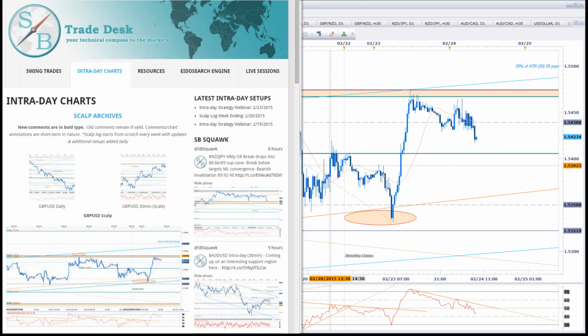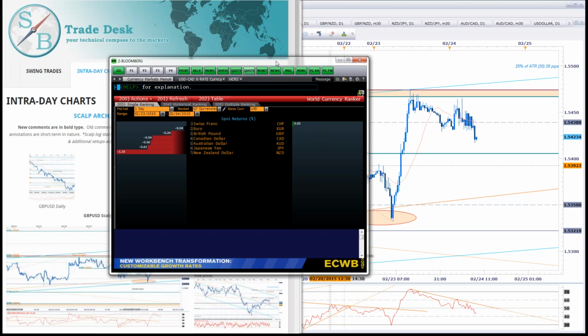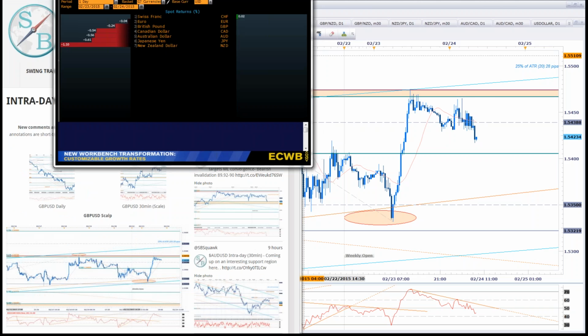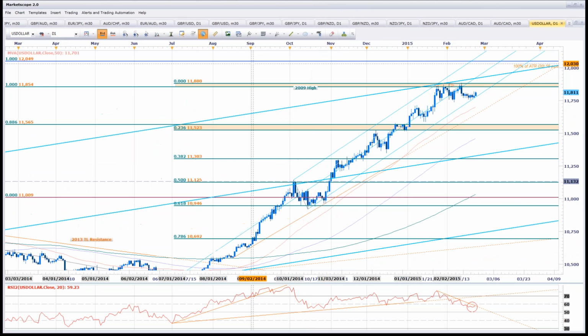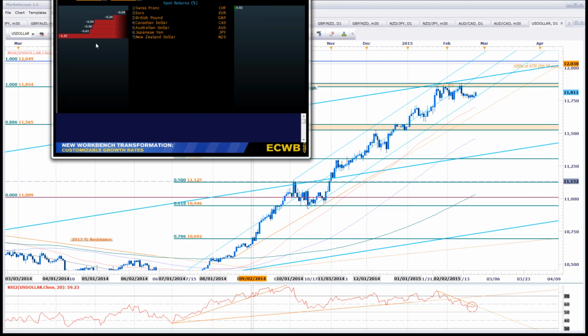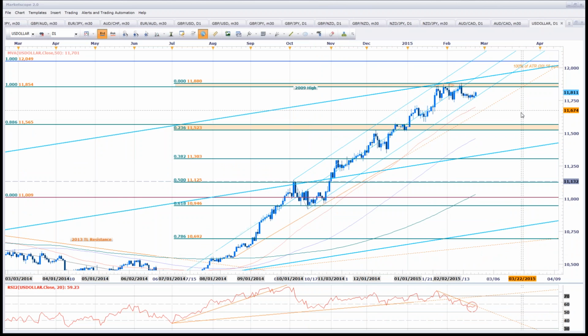Quick relative performance on where we are as we head into the opening of U.S. trade. Here's what the relative performance against the greenback looks like so far today. Still a broadly stronger dollar. And in fact, if we look at the dollar index, not really surprising to see that type of performance right now. Okay, Swissy with a minor gain here, but pretty much all its major counterparts are weaker against the greenback.